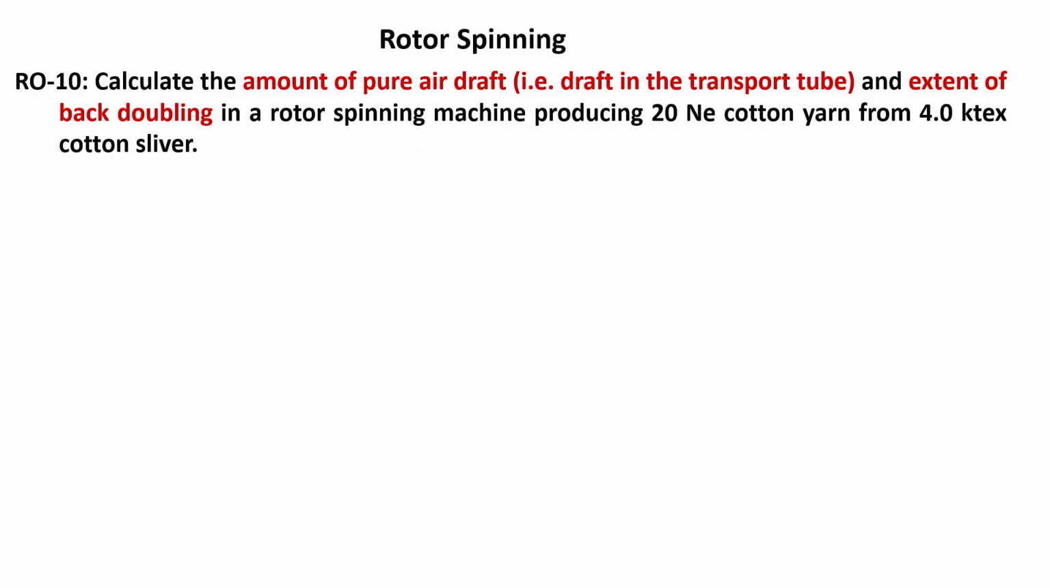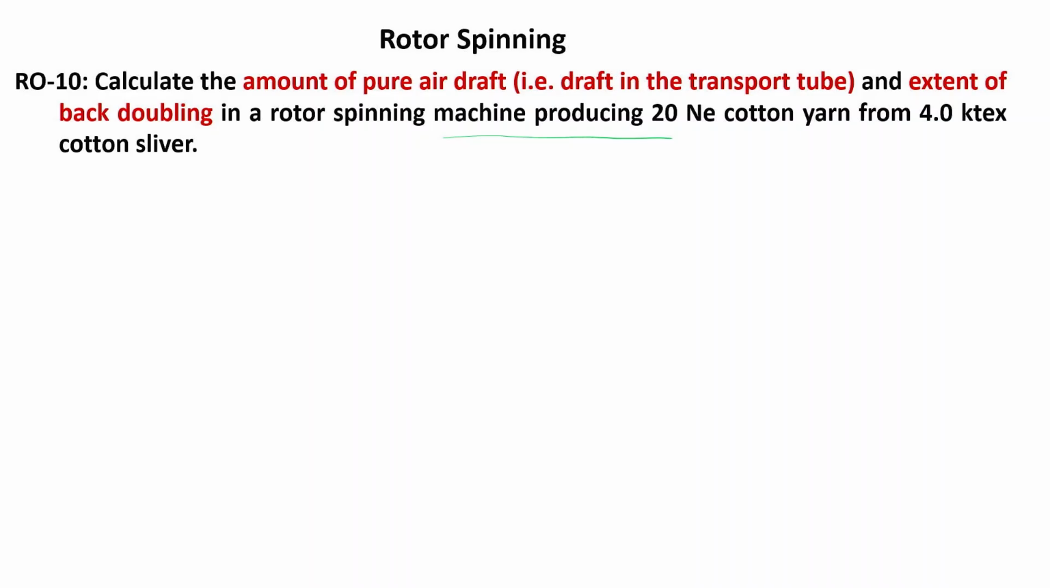The next problem is to calculate the amount of pure air draft, that is the draft in the transport tube, and the extent of back doubling in the rotor wall. Okay. Producing 20 Ne cotton yarn from 4 kilotex cotton sliver.